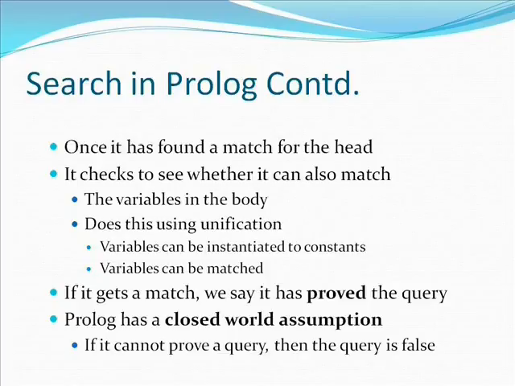Search in Prolog continued. Once it has found a match for the head, it checks to see whether it can also match the variables in the body. It does this using unification. Variables can be instantiated to constants. Variables can be matched. If it gets a match, we say it has proved the query. Prolog has a closed world assumption. If it cannot prove a query, then the query is false.